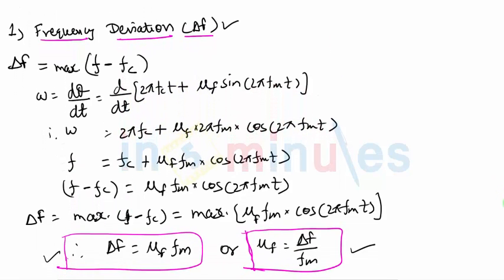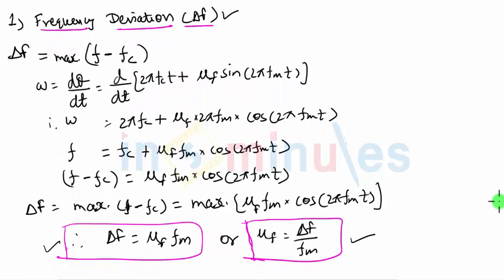and then simply find out the maximum value. So I repeat, if the modulating signal is not sinusoidal and is any other signal in nature, then you have to use the definition and find out the expression of delta f. If it is a single frequency sinusoidal signal, then delta f will always be equal to mu f, which is the modulation index, multiplied by the frequency of the modulating signal.